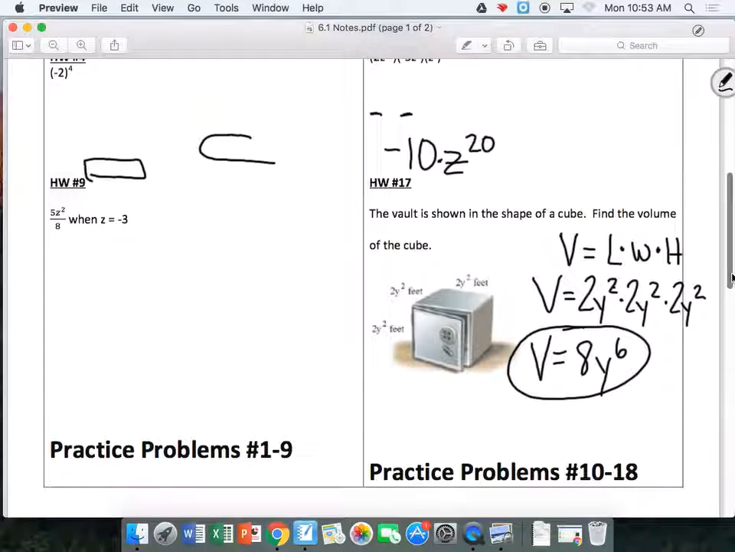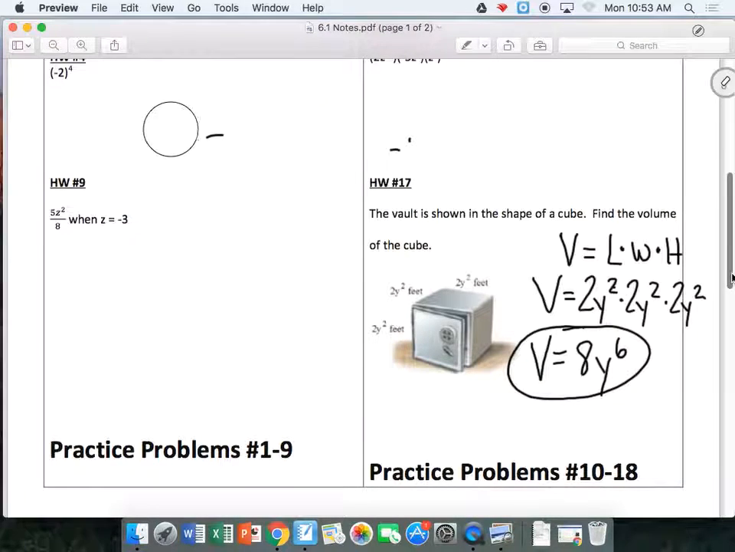Okay? So is everybody good on the product rule? So when you're multiplying, you do what to the exponents? Add. When you're multiplying, you add. Okay? Let's go on to the back side and we're going to do a different rule.